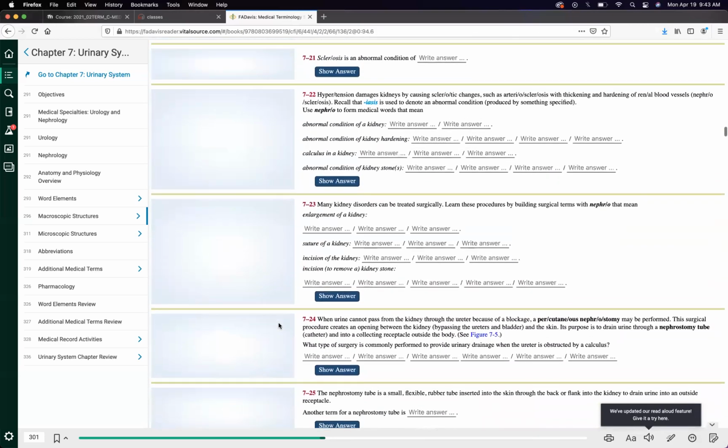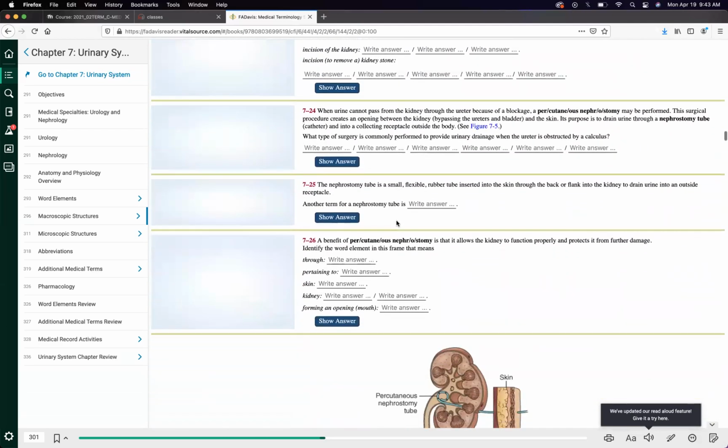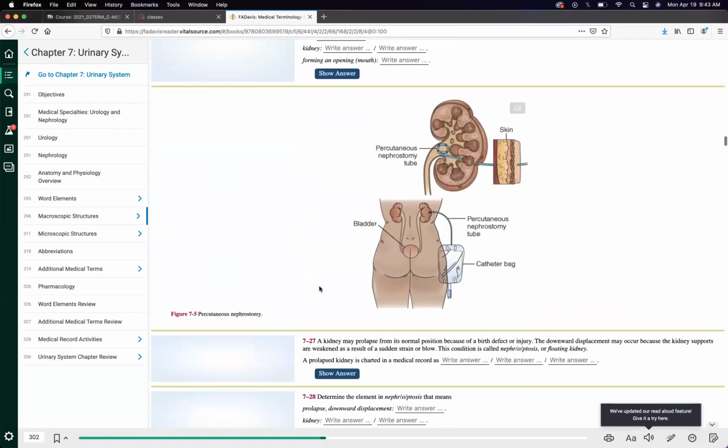Let's look at any other words. Hypertension, we already know. Nephrostomy tube. Let's talk about a nephrostomy. Stoma. We already know about a colostomy bag. Well, we can do a nephrostomy bag as well.